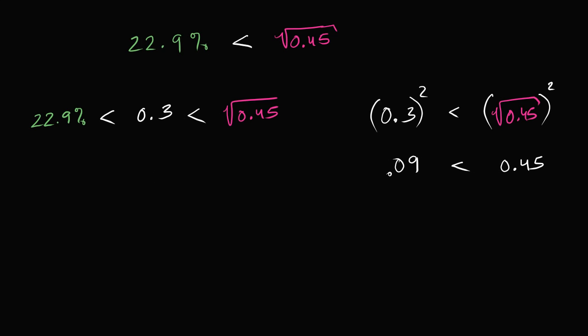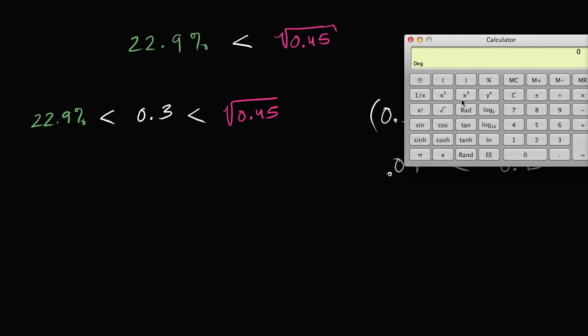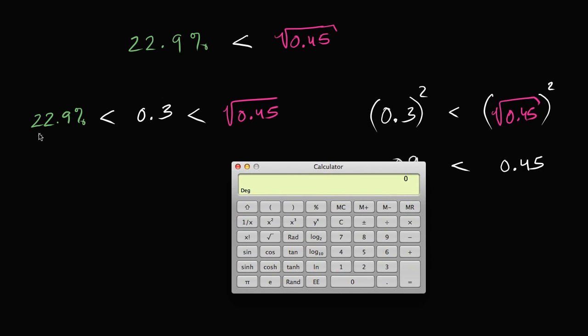Now another way you could do it, you could take out a calculator, I'll do that, just for kicks. So let me get the calculator out. So 22.9%, that's the same thing as 0.229. So we really just want to compare this quantity to the square root of 0.45. And there's two ways we could do it. We could do the way I started, you could square this and see if it's greater than 0.45. So let's do that. You could just square it. And you see, no, this is 0.05, which is clearly less than 0.45. And so that would validate this.